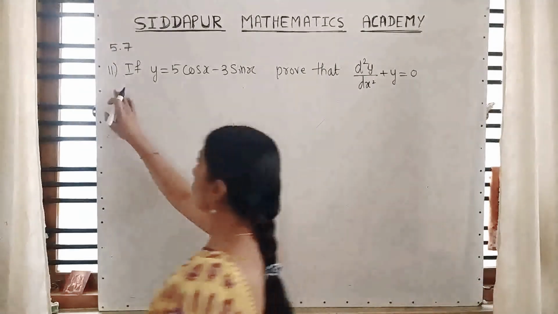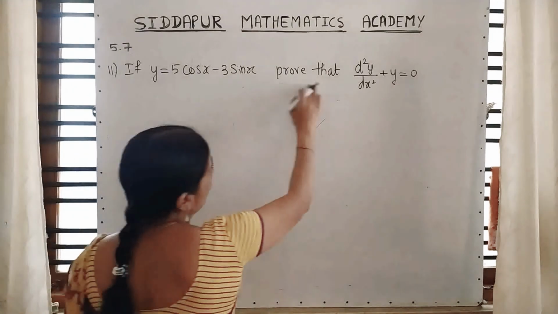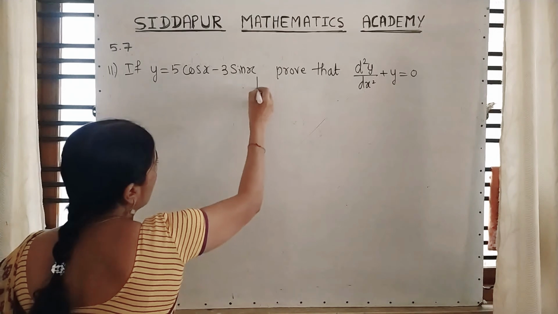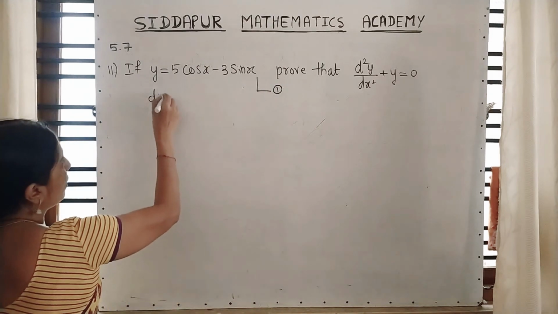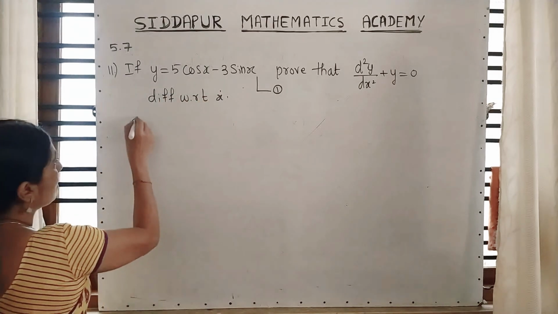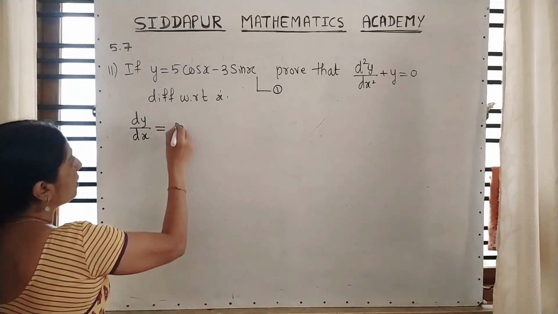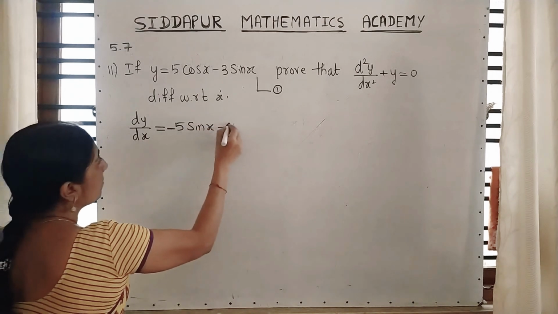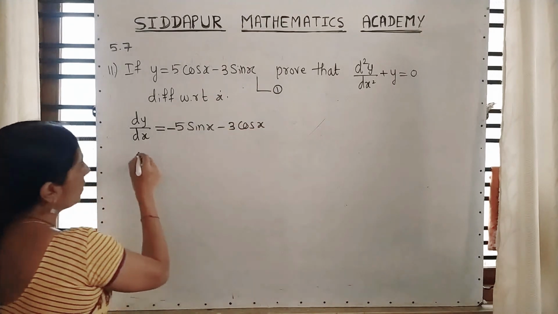See in the 11th question, if y is equal to 5 cos x minus 3 sin x, prove that d square y upon dx square plus y is equal to 0. Let us call this given equation y as equation 1. Now differentiate this y with respect to x. dy upon dx is equal to 5 as it is. Differentiation of cos is minus sin x. Minus 3 as it is. Differentiation of sin x is cos x.